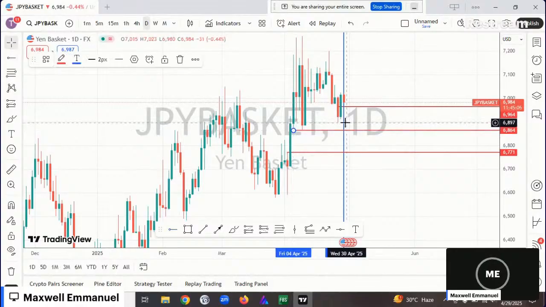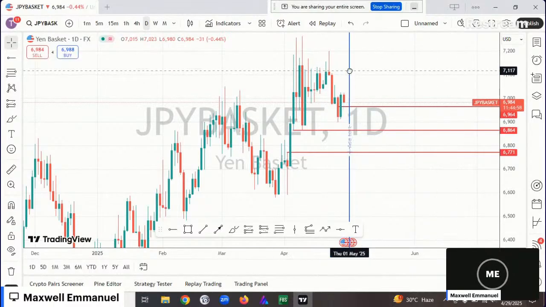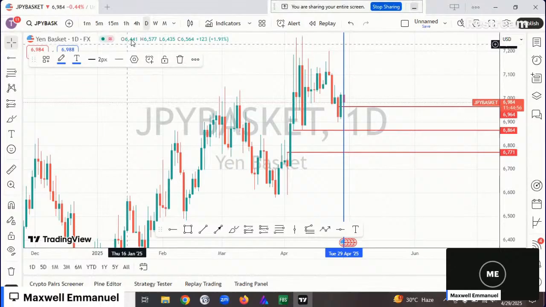This fair value gap. We have a low here, and this low needs to be cleared. I think that's where the yen is heading to.